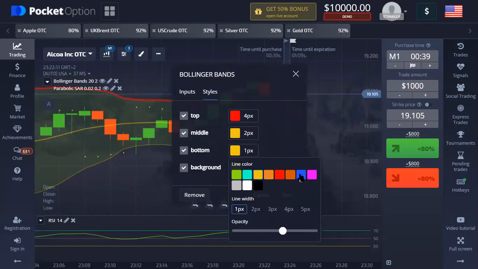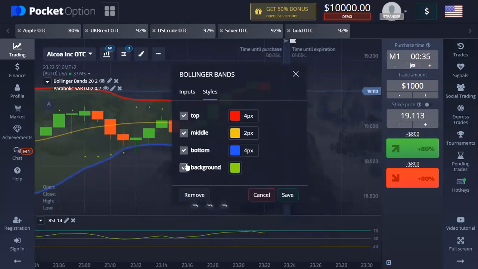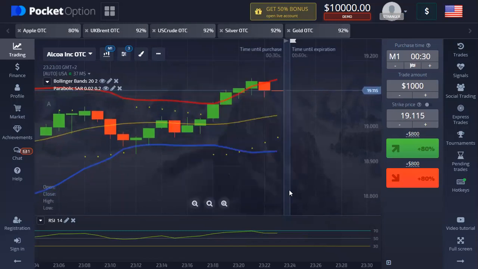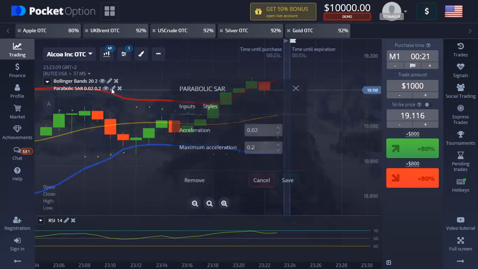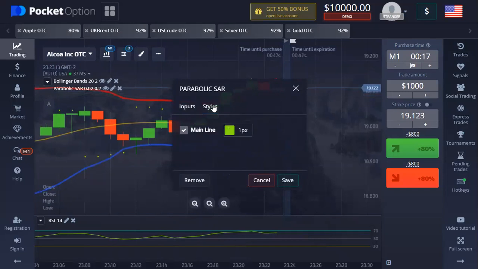And then the bottom line, it's going to be blue. I'll make that 4 pixels as well. Then we're going to uncheck the background, right? Uncheck the background, and then just click save. All right. So then next, your parabolic SAR is fine. You can change the color if you'd like. I keep the values at defaults, and like I said, you can change the color or you can change the size. I just tend to keep mine how it is, just because really I just need to know where they're at.